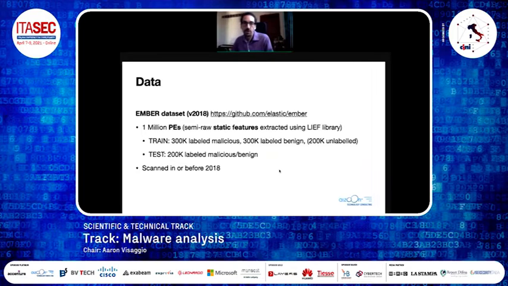For the data, we used an open source dataset, the Ember dataset, in the 2018 version. I don't have time to go into the details of the dataset, but you can find all the details in the official repository. It consists of 1 million portable executable files that are already preprocessed in a semi-raw static fashion. So in this work, we will be dealing with static analysis with all the limitations that it carries, but it was our starting point.